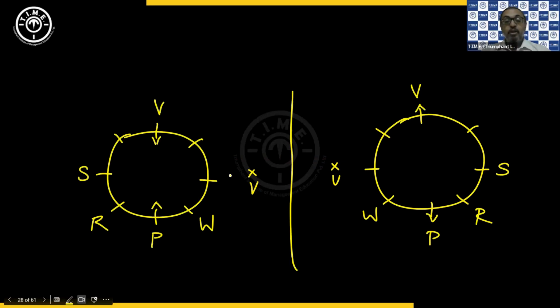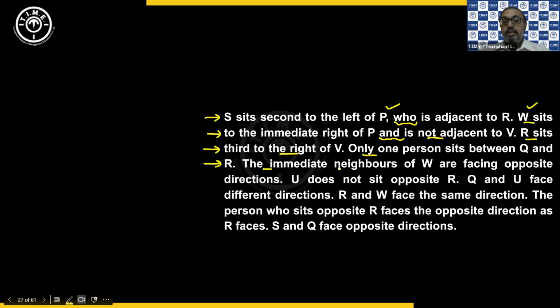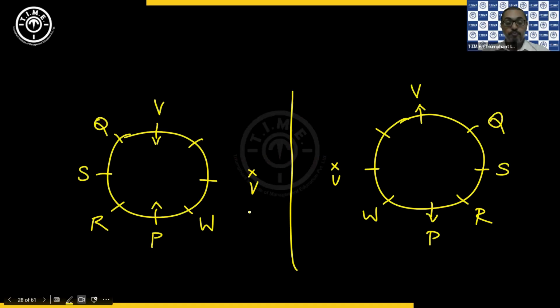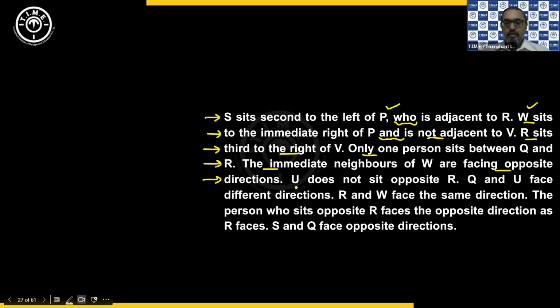Okay. Now you already have one person between R and W. Now one person between Q and R. So Q will be in between V and S in both the cases. Correct? Okay. Then further, the immediate neighbors of W are facing opposite directions. So one immediate neighbor is P facing the center, the other should be away. In the second case, one immediate neighbor is P facing away, the other should be towards. Okay, right. Then U does not sit opposite to R.